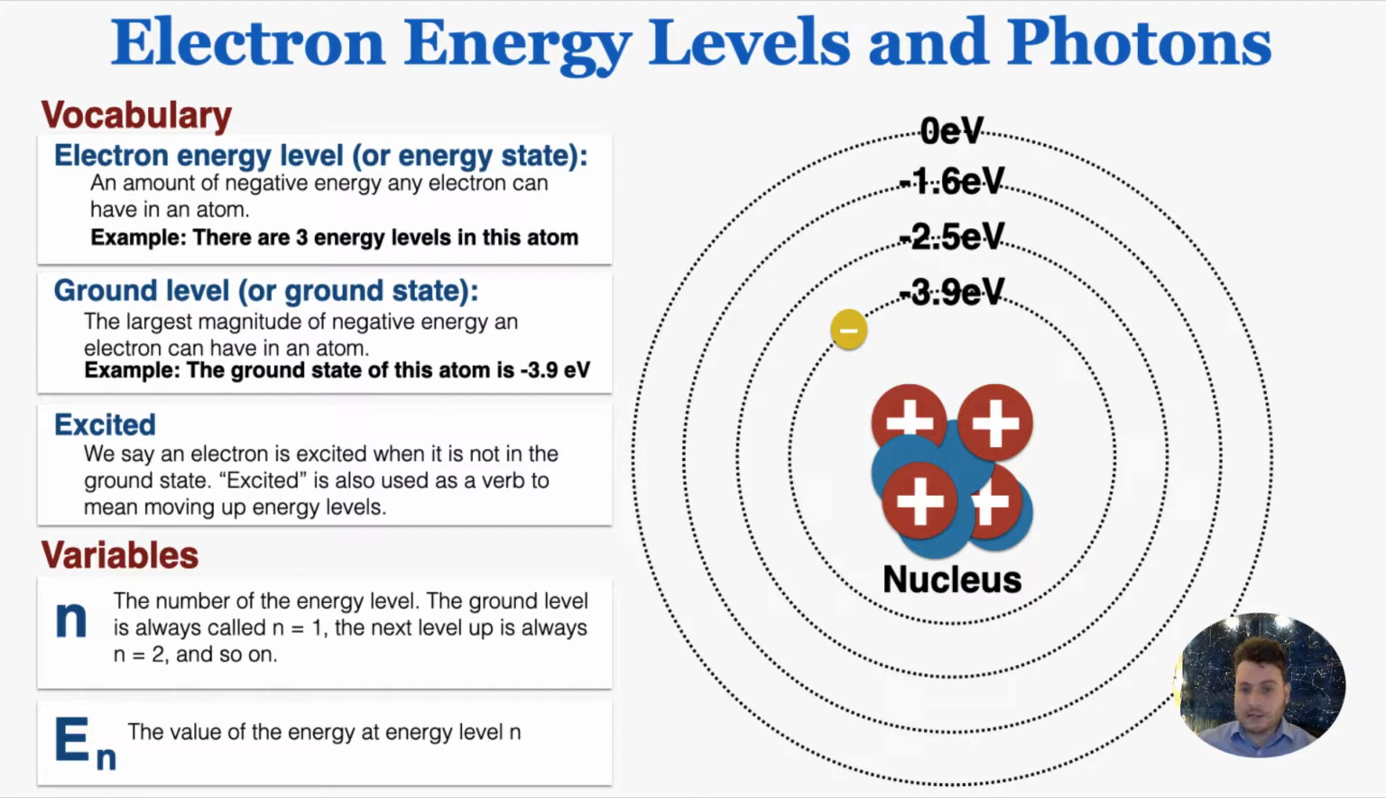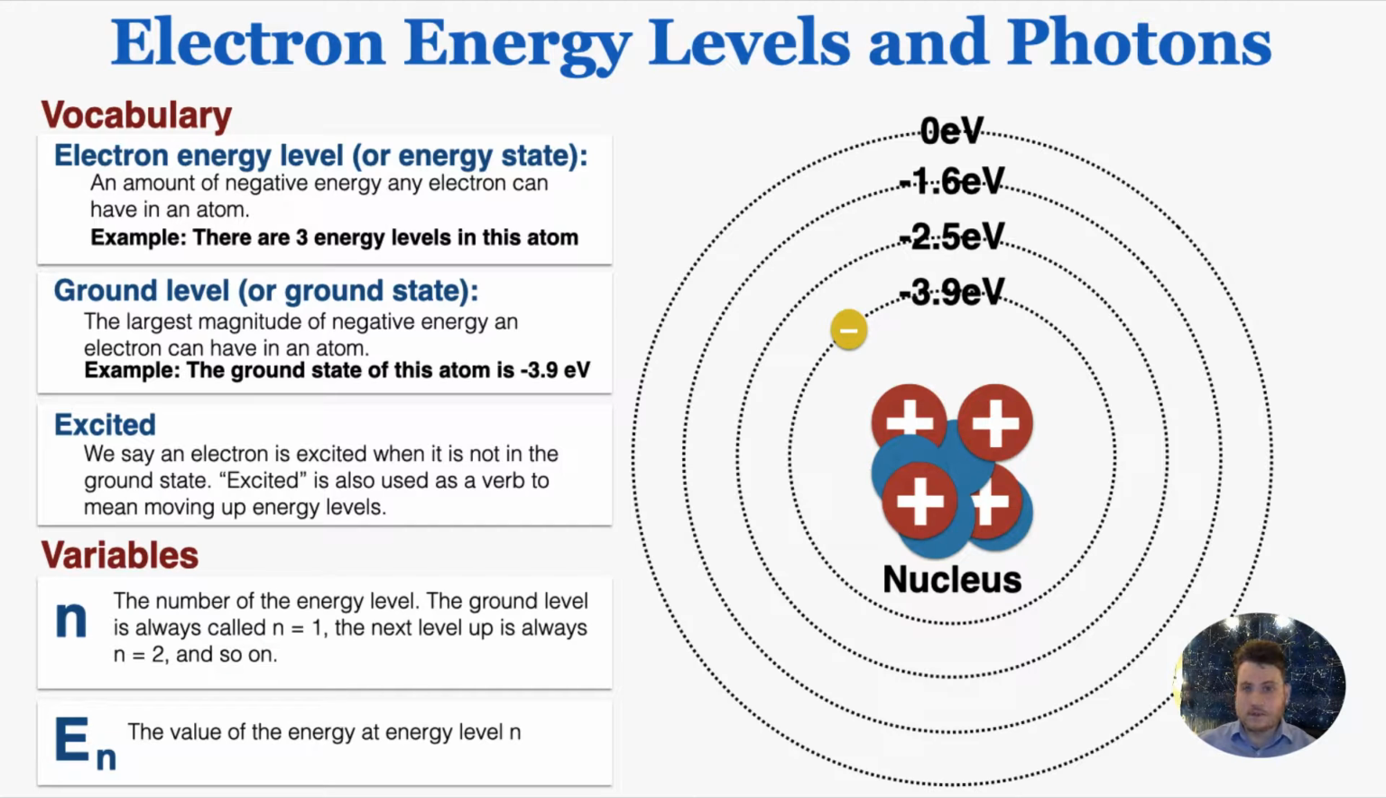We say an electron is excited when it is not in the ground state. Excited is also used as a verb to mean moving up energy levels. So as an example, if the electron went from the negative 3.9 to the negative 2.5 energy level, we could say something like it was excited to the second energy level.